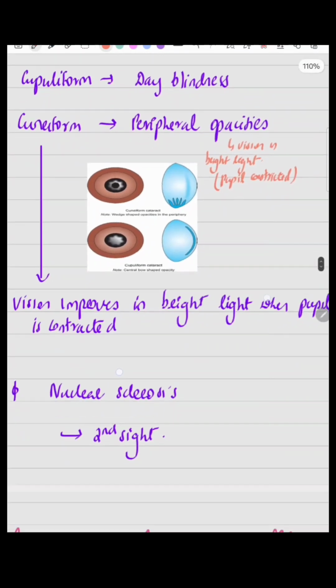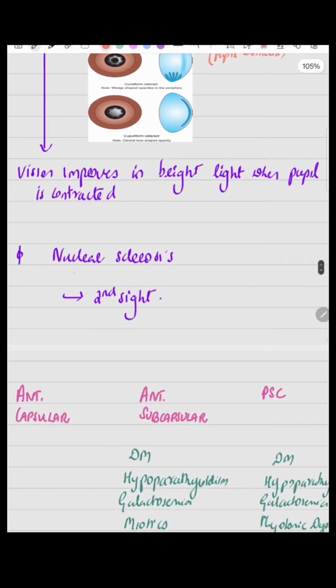Okay, in patients with nuclear sclerosis, distant vision deteriorates due to progressive index myopia. Such patients may be able to read without presbyopic glasses, which is referred to as second sight, because of progressive index myopia.